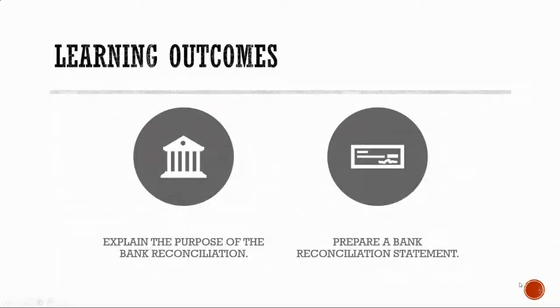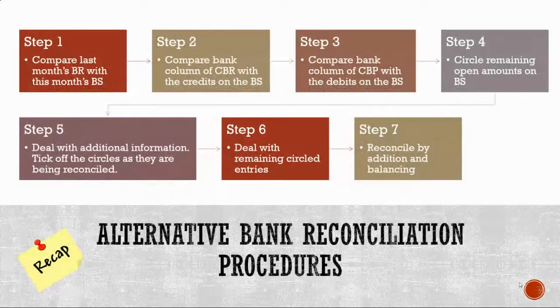Okay, so the learning outcomes haven't changed. So let's quickly see, in the previous session, we talked about the 7 steps you have to follow. So you start with your previous month's bank reconciliation and compare it to this month's bank statement. So what we are trying to achieve, we want to see if any outstanding deposits, any outstanding checks or errors have actually been corrected in the current month's bank statement. And as you see them flowing through, you tick them off. If they haven't gone through, we circle them.